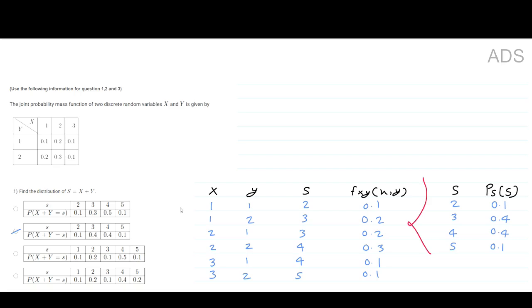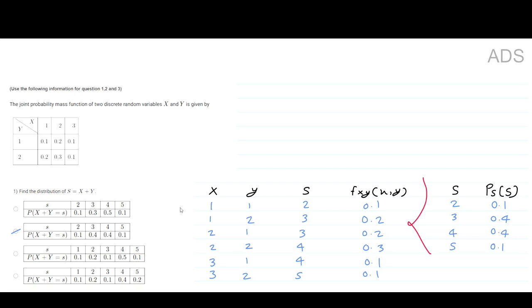Here is our first question, which states: use the following information for questions 1, 2 and 3. The joint probability mass function of two discrete random variables x and y is given. In the first question, we have to find the distribution of variable s, which is basically x plus y. Let us first find the value of s associated with each x, y pair.